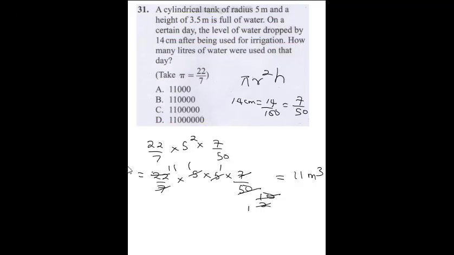And we are asked to find our answers in liters, and you want to know that 1 meter cube is equal to 1000 liters. So therefore 11 meter cube is going to be 11 times 1000, and that will give you 11,000 liters. So the correct answer here is A.